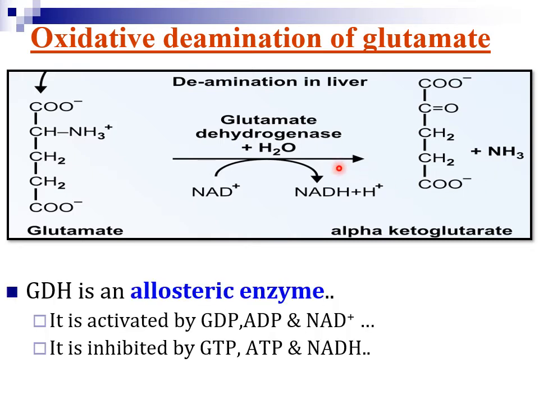This glutamate dehydrogenase is an allosteric enzyme. It is activated by GDP, ADP and NAD+, so it is activated from the substrate side, and it is inhibited from the product side, that is by NADH, ATP and GTP.